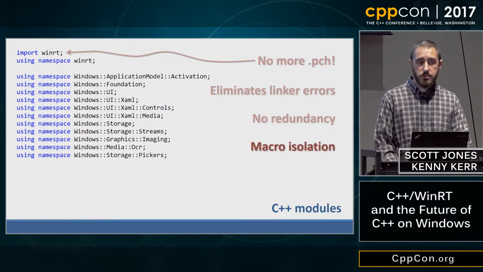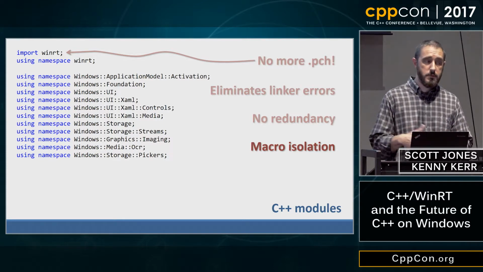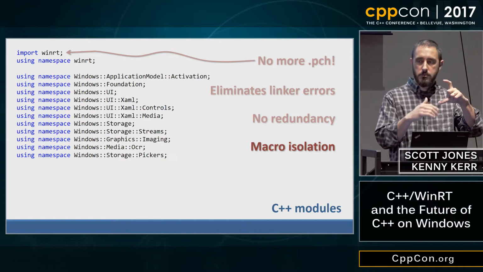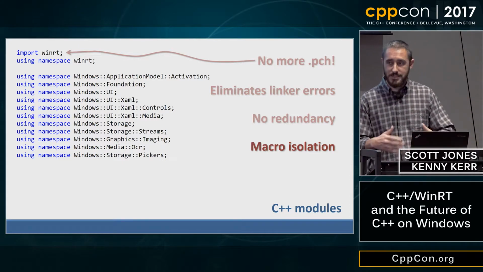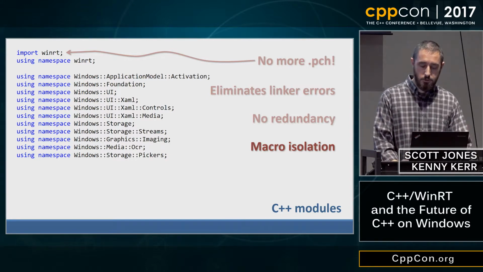There's macro isolation. And so the way we define the module for C++ WinRT, we can specifically say this section of types or functions within this namespace is going to be exported, and the rest won't be exported. So we can easily hide all of our implementation details. Our implementation namespaces are all internal to us.